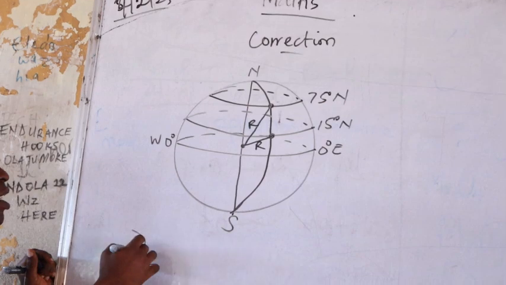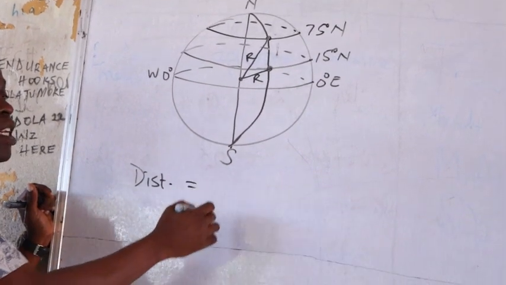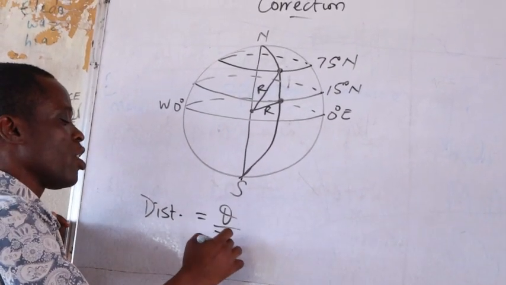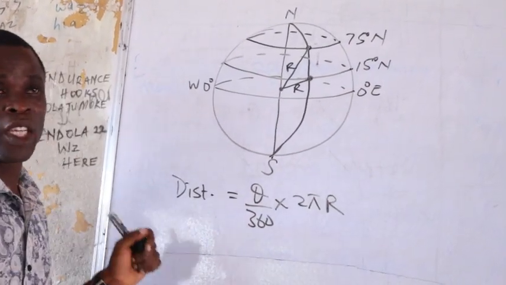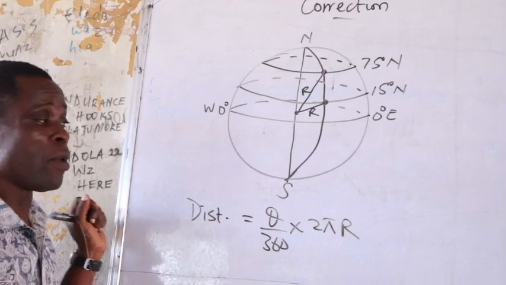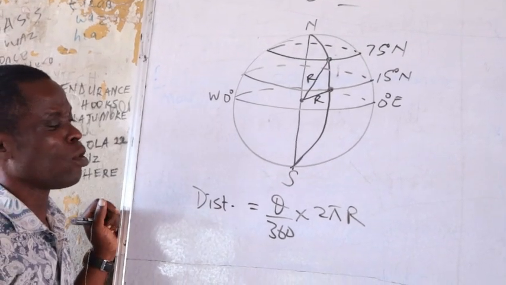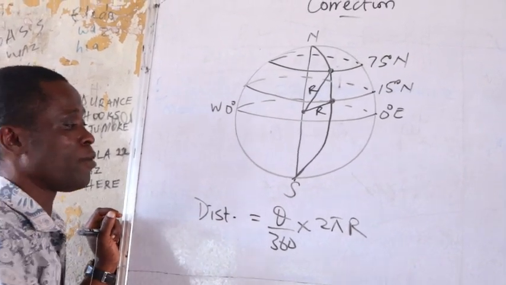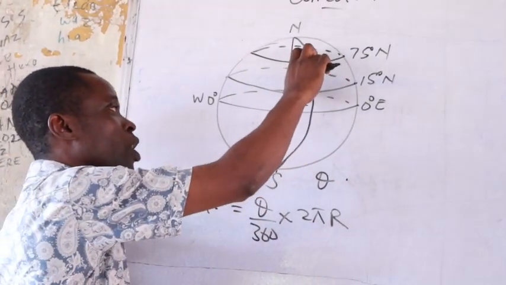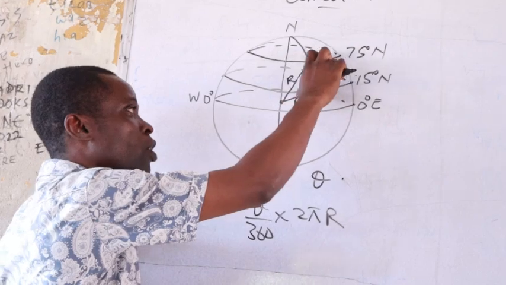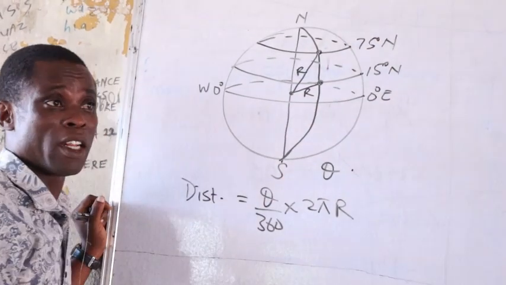So in order to find the distance, we are going to take it as distance equals theta over 360 times 2 pi R. Why is it big R? The two of them are on the same meridian. And the next thing to get here is the angular difference. Now to get the angular difference, I have explained that you are going to use these 2 values.